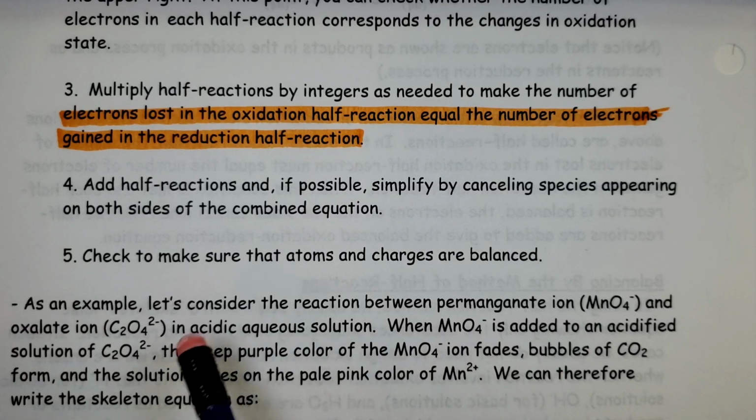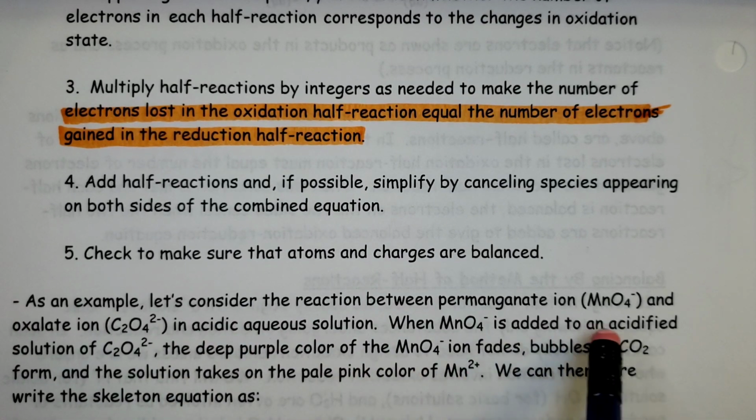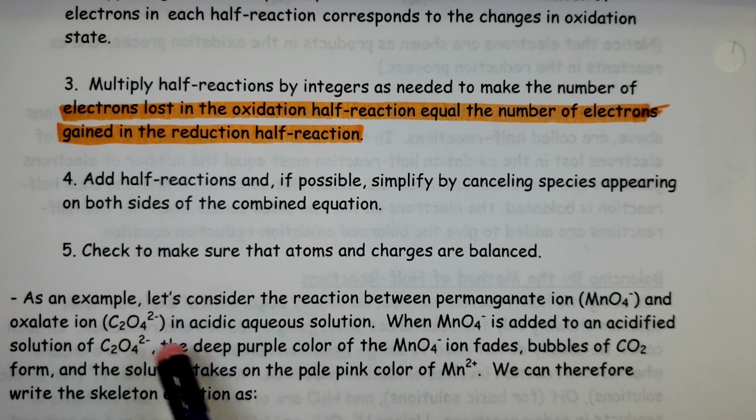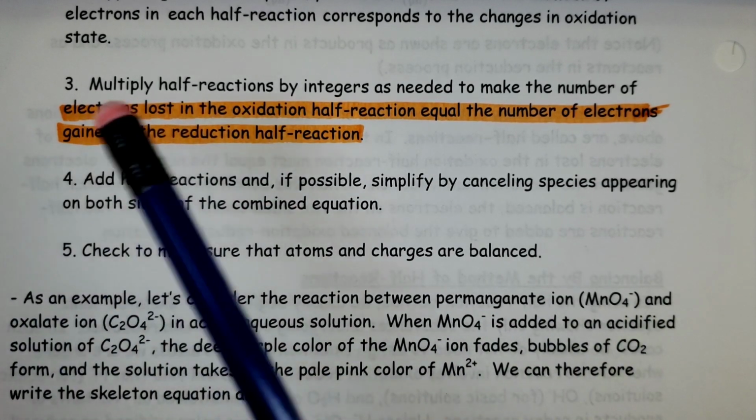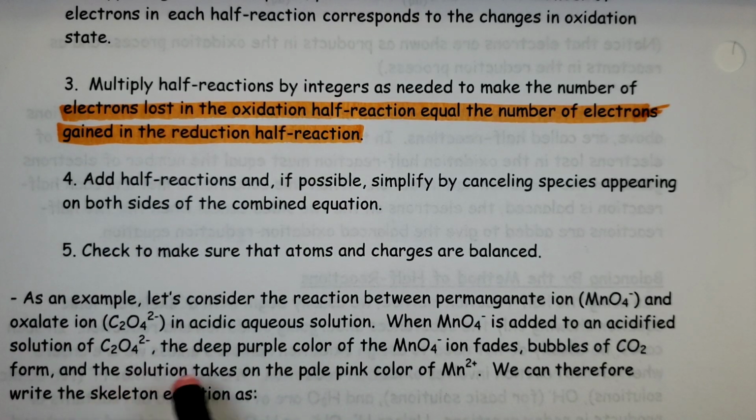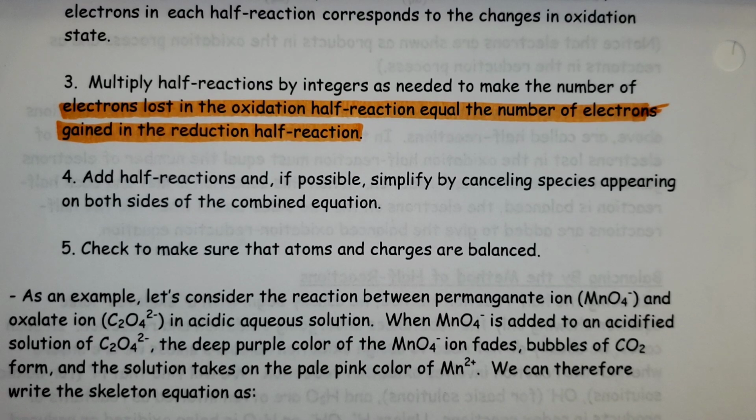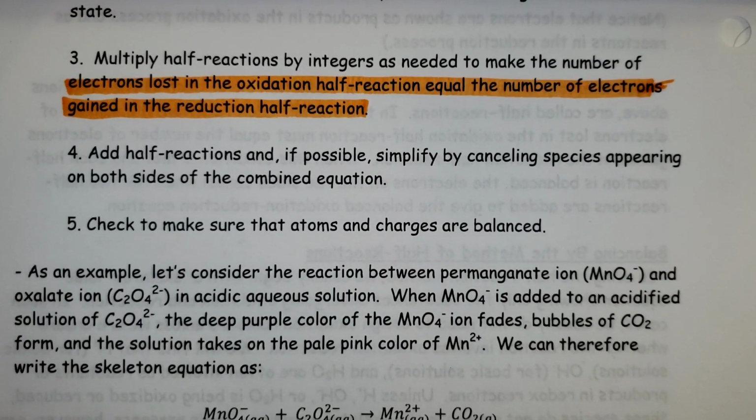As an example, let's consider the reaction between the permanganate ion and the oxalate ion in acidic solution. When MnO4- is added to an acidified solution of C2O4 2-, there's the deep purple that the MnO4- has. It fades, bubbles of CO2 form, and the solution takes on a pink color of manganese ions. We can therefore write the skeleton equation as this.